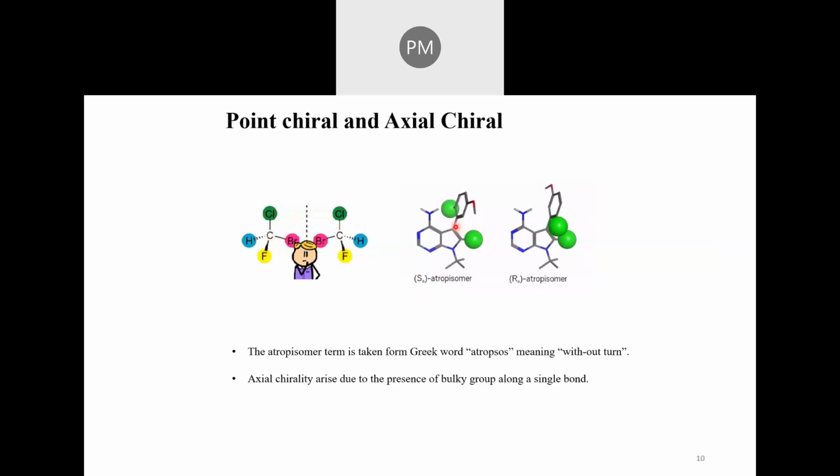Similar to that molecule is the axial chirality above. For this molecule, this bulky group is on this side and this bulky group on our side. If I place that molecule, they are not superimposable mirror images, so they are point chiral and they are axial chiral. Atropisomer comes from a Greek word.